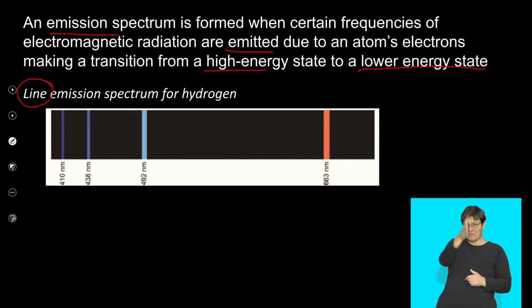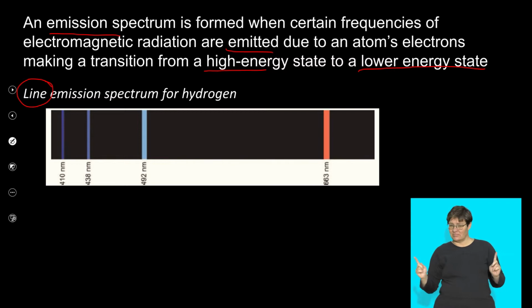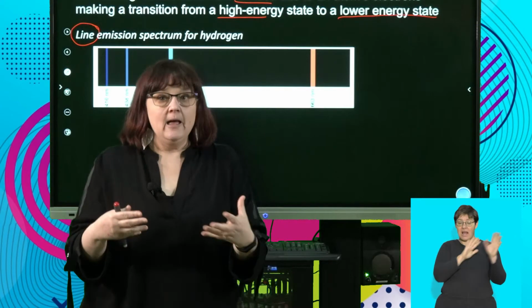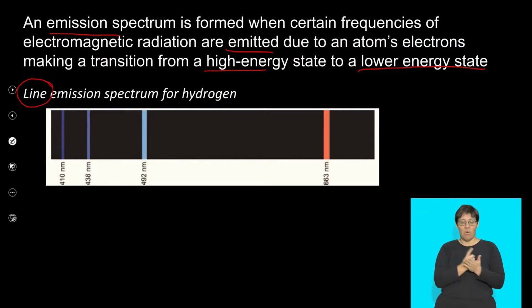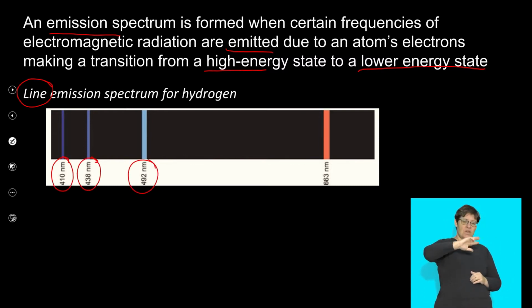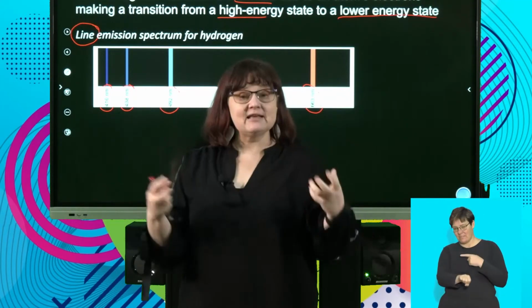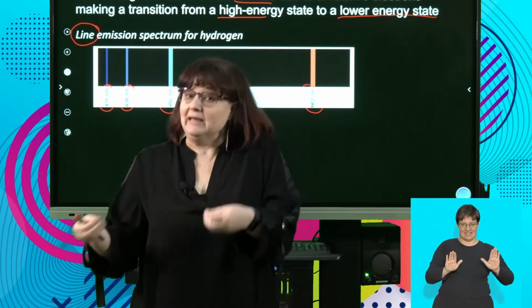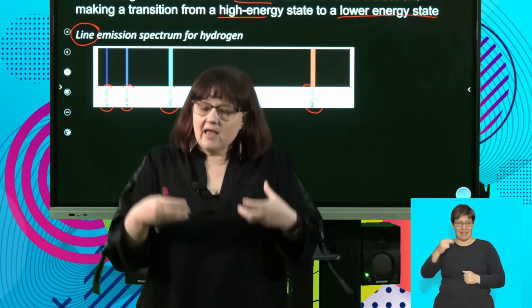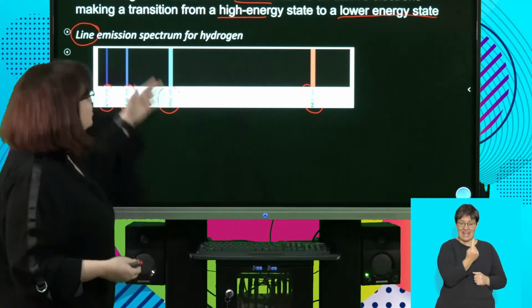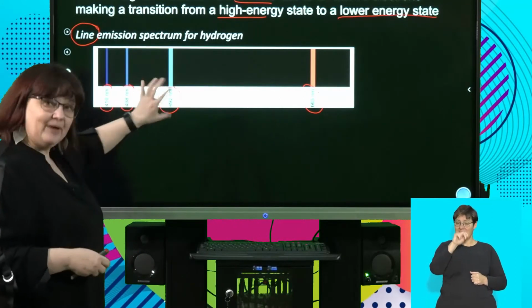The last one I showed you was continuous because it showed all the colors. The black are colors that aren't emitted, okay? And it always gives me this pattern. It will always give me light, 410, 438, 492, and 663. You don't need to know those values, okay? You just need to recognize that you get the same pattern, and it's unique for hydrogen. Every element has its own unique pattern.